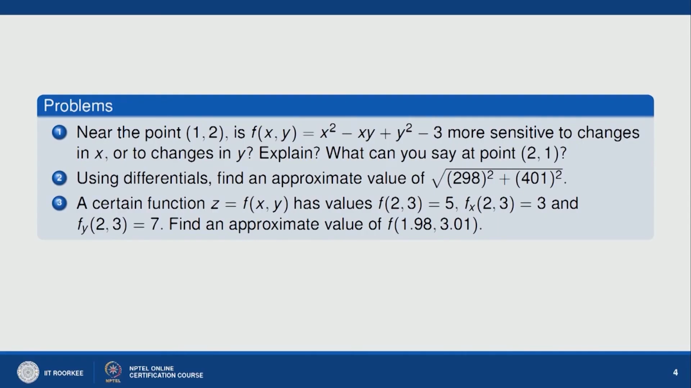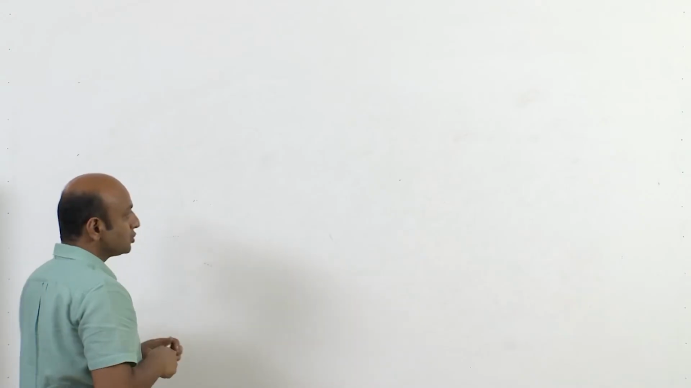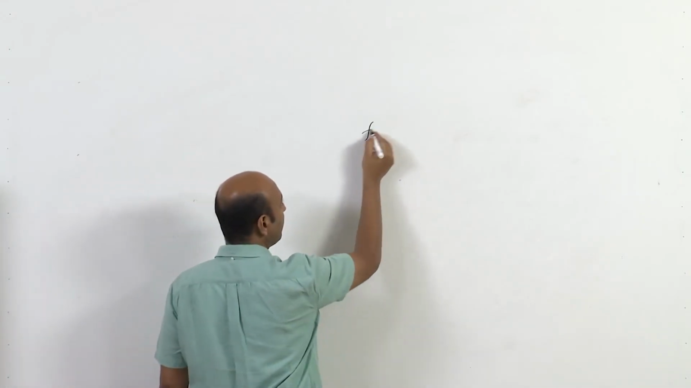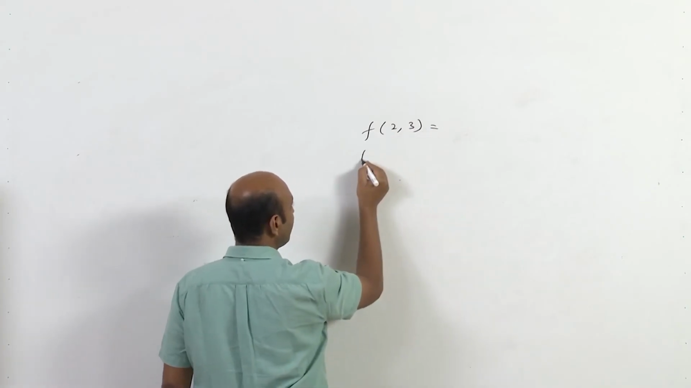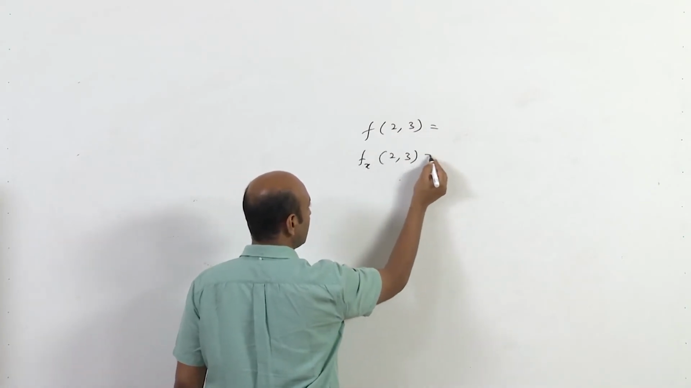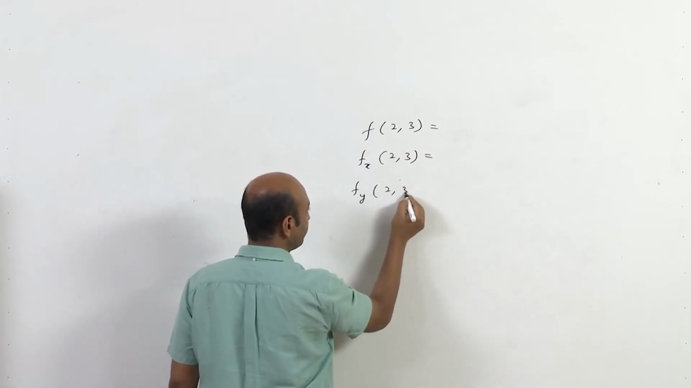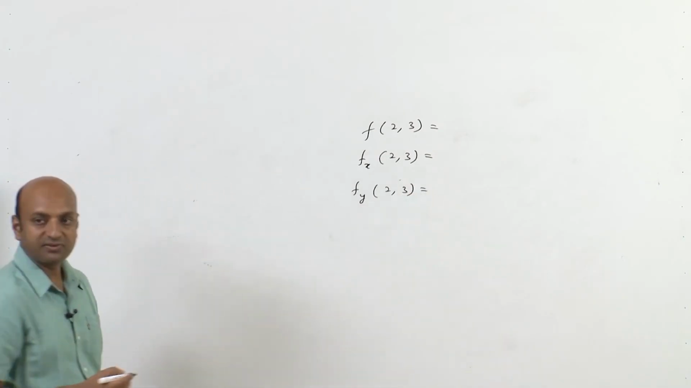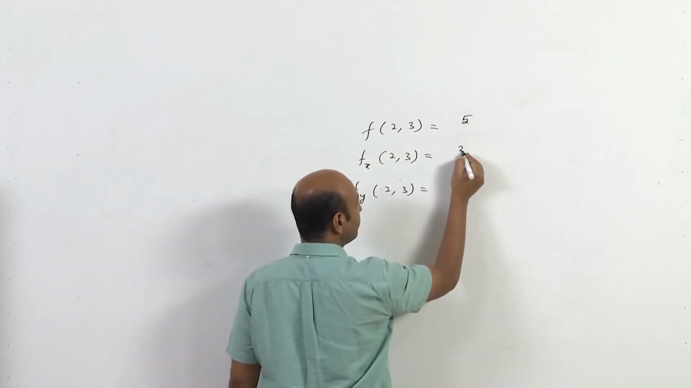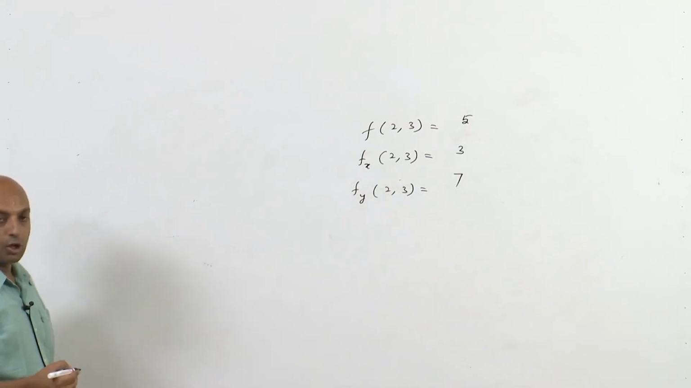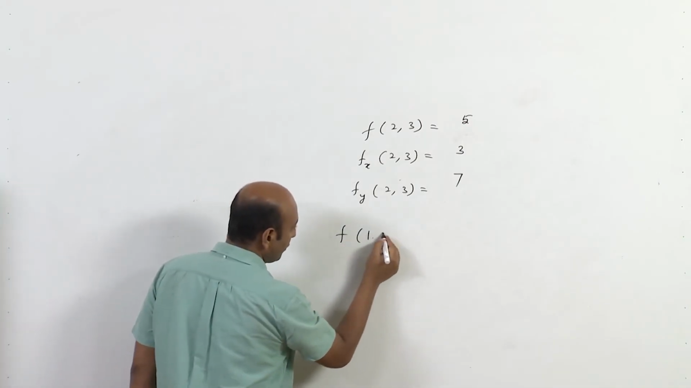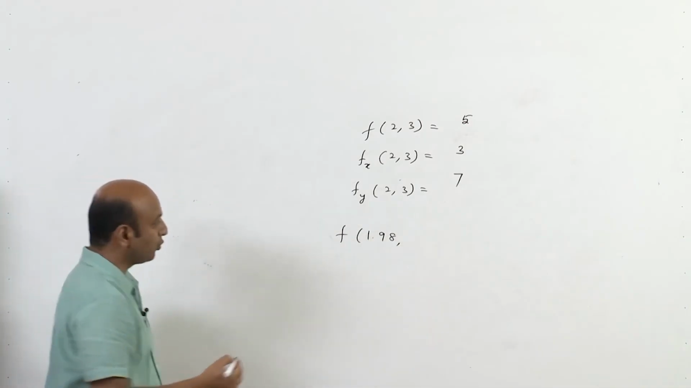Now, the third problem: a certain function z equals f of x, y has values f at 2, 3 is 5, fx is 3 and fy is this. Find the approximate value of this. So, again we can easily find it using the same concept. So, what things are given to us? f at 2, 3, fx at 2, 3 and fy at 2, 3. So, f at 2, 3 is 5, fx is 3, fy is 7. Now, we have to find f at 1.98 and 3.01.